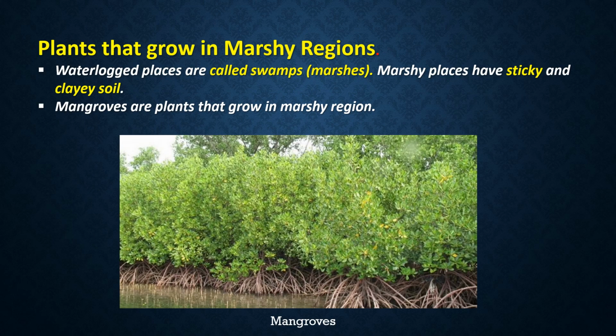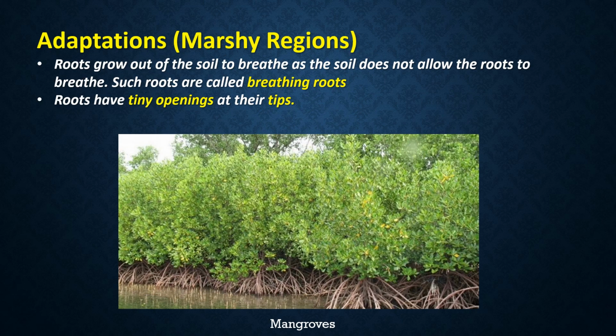Here we have the plants that grow in marshy regions. Waterlogged places are called swamps or marshes. Marshy places have sticky and clayey soil. Mangroves are plants that grow in marshy region. Let us see the adaptations of plants that grow in marshy regions. Roots grow out of the soil to breathe as the soil does not allow the roots to breathe. Such roots are called breathing roots. Roots have tiny openings at their tips.